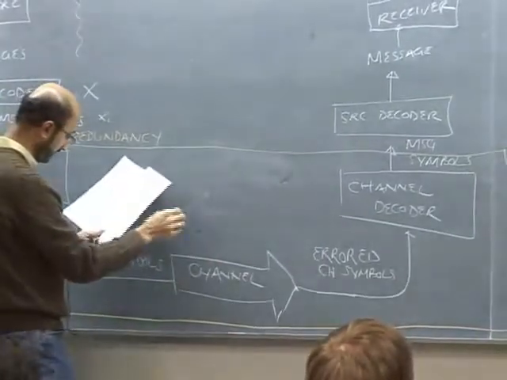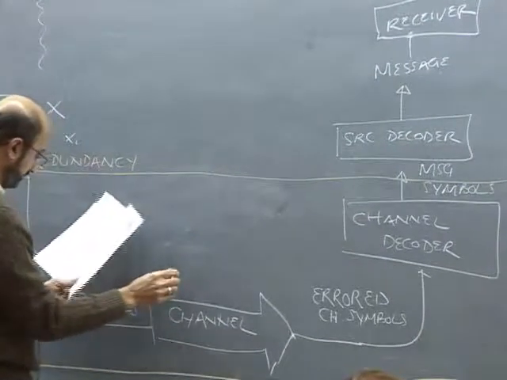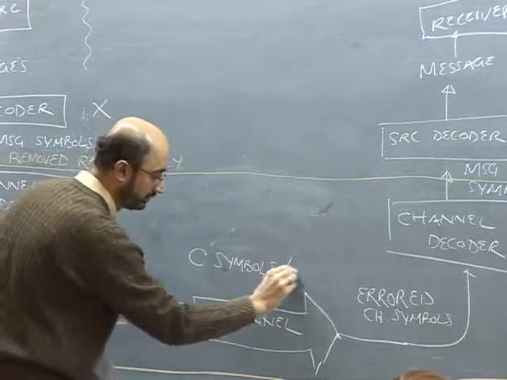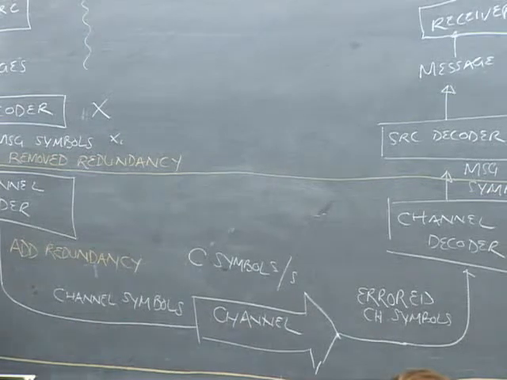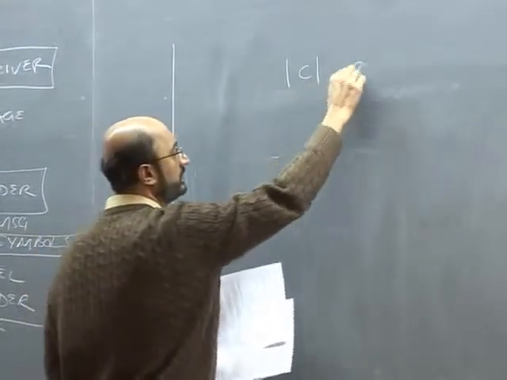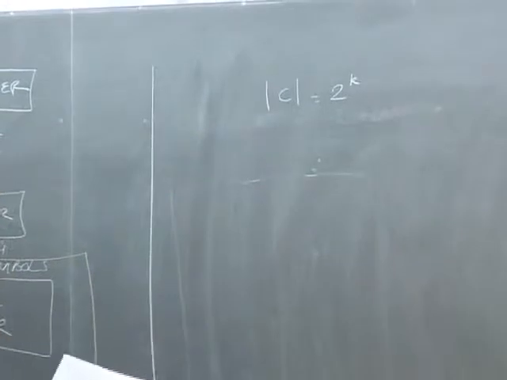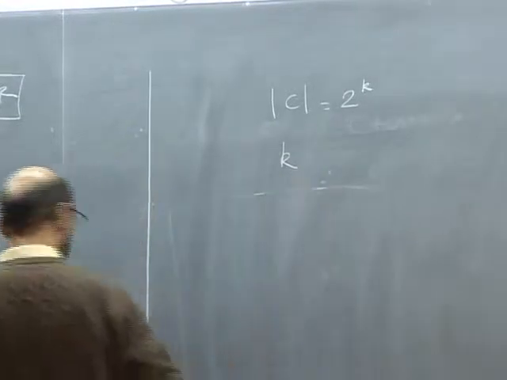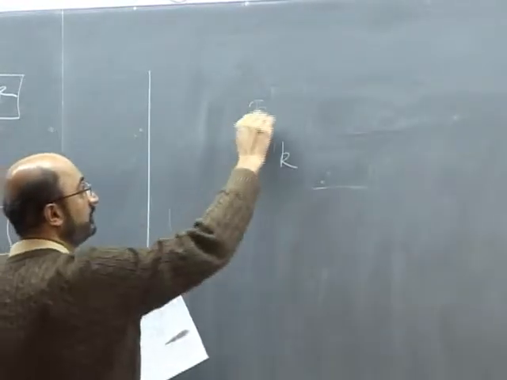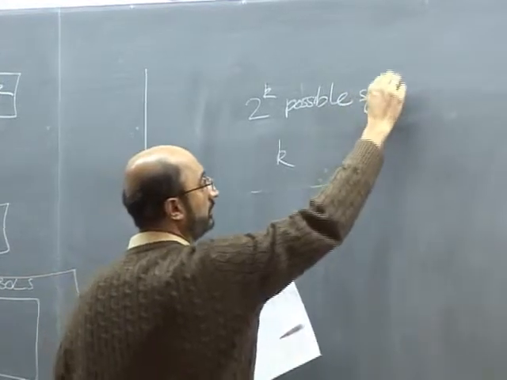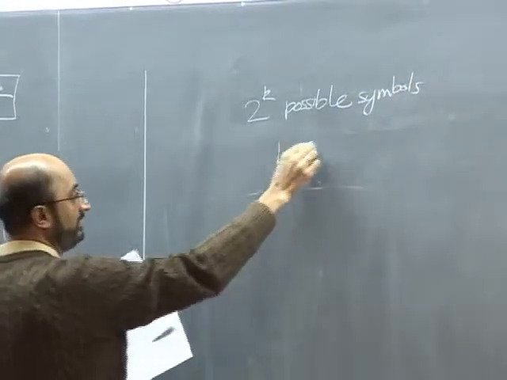Okay, so the channel is defined by what we call its symbol rate. So let's say the channel transfers C symbols per second, so that will be called its symbol rate, right? It transfers C symbols per second, and if you have 2 to the k possible symbols, then the bit rate is going to be kC. What is that?